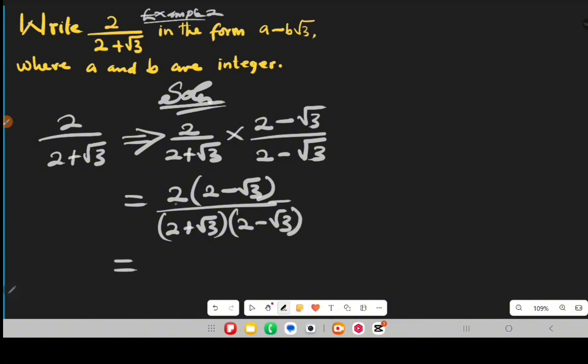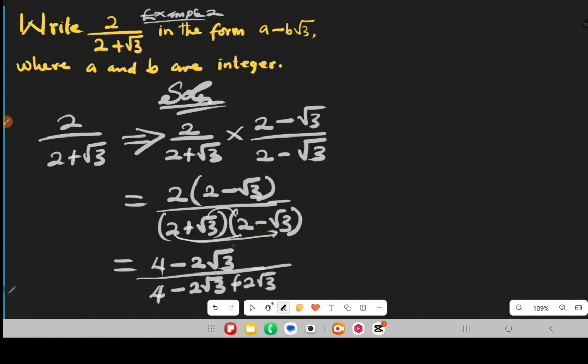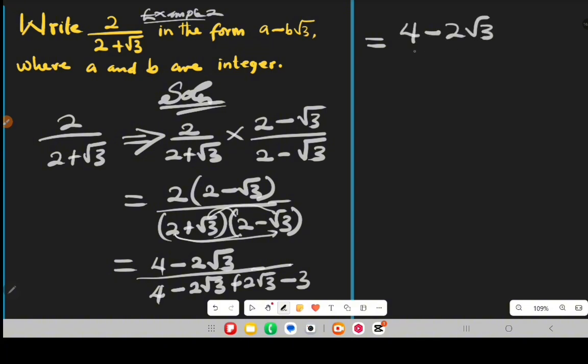We continue. 2 times 2 gives us 4. 2 times minus root 3 gives us minus 2 root 3, all over 2 times 2 gives us 4. 2 times minus root 3 gives us minus 2 root 3. Root 3 times 2 gives us plus 2 root 3. And root 3 times minus root 3 gives us minus 3.